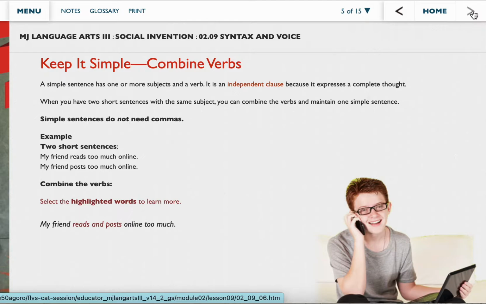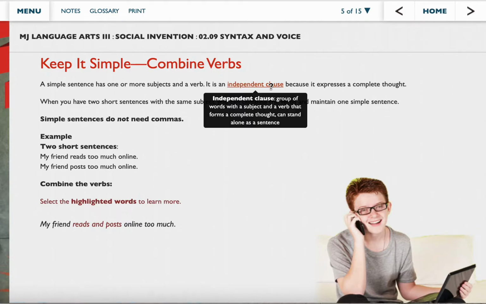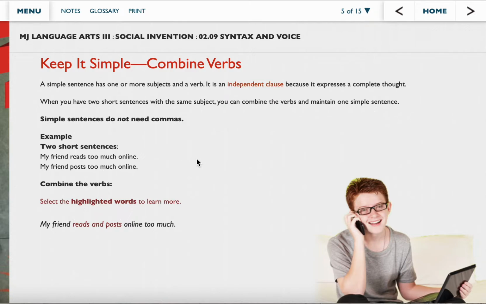Keep it simple. Combine verbs. A simple sentence has one or more subjects and a verb. It is an independent clause because it expresses a complete thought. Independent clause, a group of words with a subject and a verb that forms a complete thought and can stand alone as a sentence. When you have 2 short sentences with the same subject, you can combine the verbs and maintain one simple sentence. Simple sentences do not need commas.